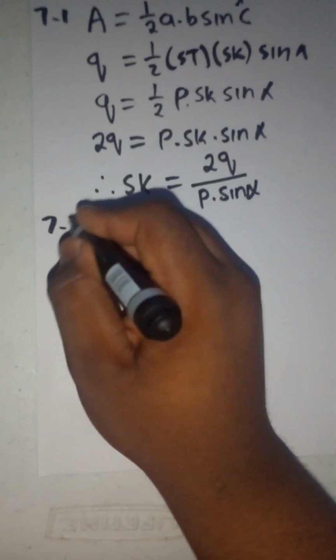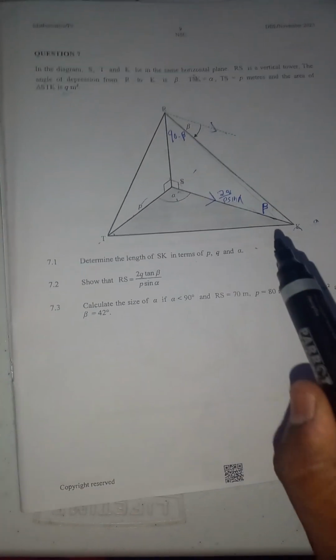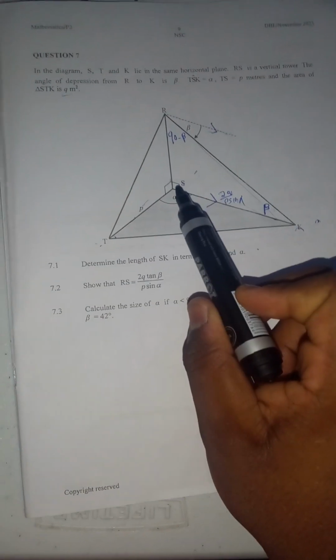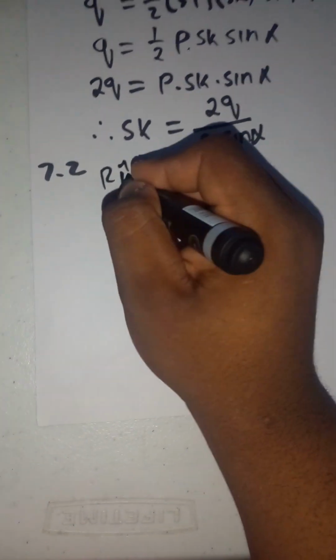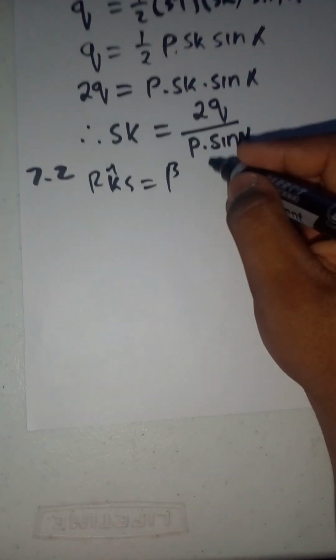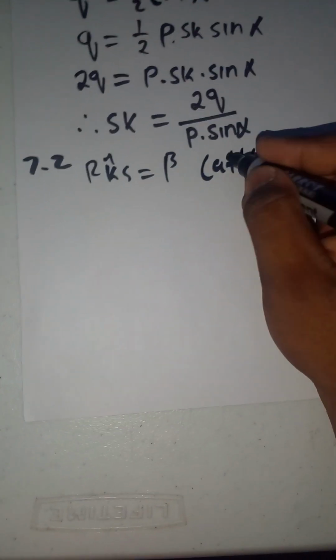So now 7.2, with the length of SK there in terms of P, Q, and alpha, they said that we must show that RS. So after that, you'll have to write what you have. Already on this side, I have SK equals 2Q over P sine alpha. Now they want the length of RS. From what I can see now, guys, I have the angle at K, I have 90 degrees, and I have one side, and they want the other side, meaning that I can use my SOHCAHTOA. So you can start by saying angle RKS is equal to beta, because of alternate angles.